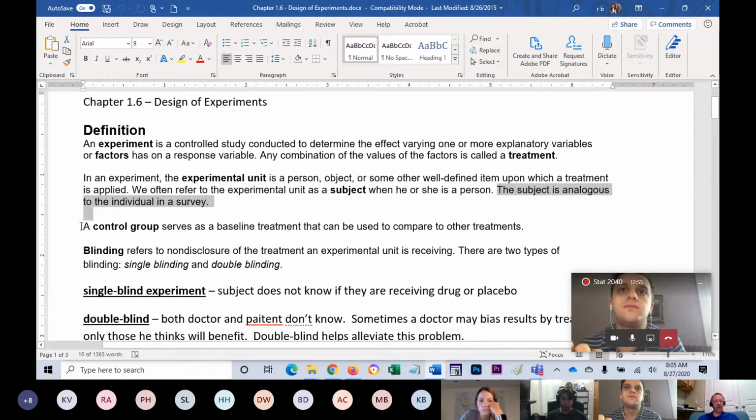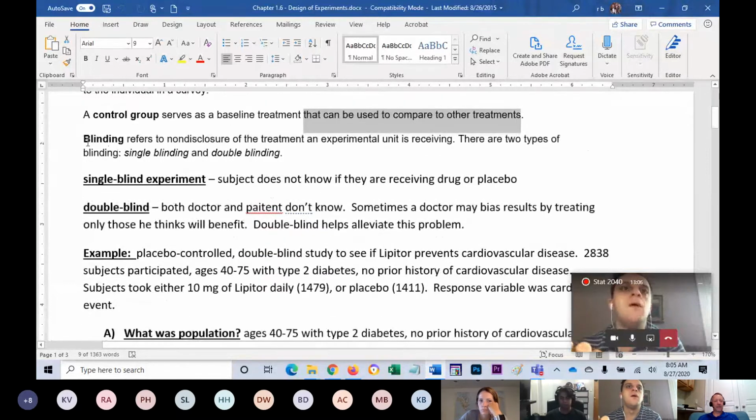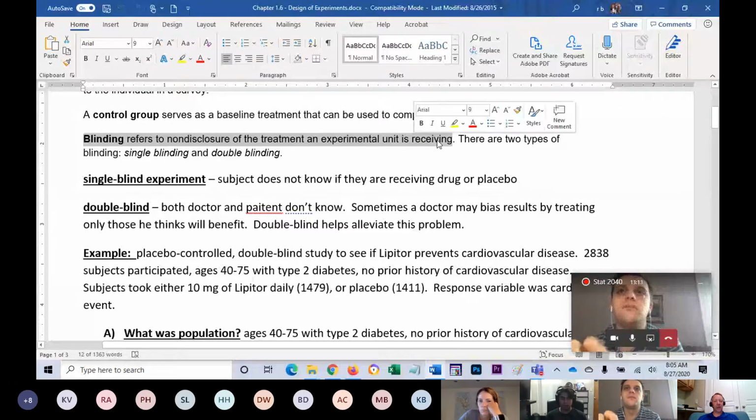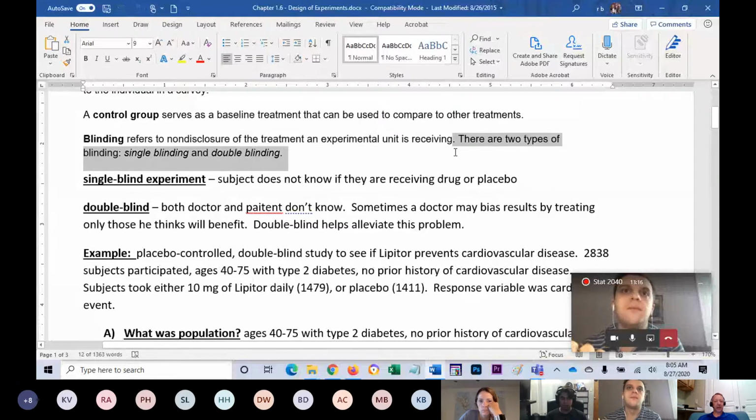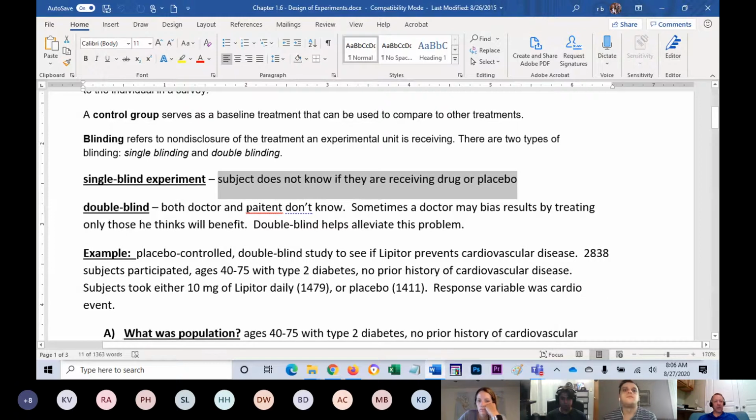Another term we need to know is a control group, which serves as a baseline treatment that can be used to compare other treatments. We're going to talk about blinding. Blinding refers to non-disclosure of treatment in an experimental unit. There are two types of blinding, single blinding and double blinding. In single blinding, the subject does not know if they are receiving a drug or placebo. With double blind, both the doctor and the patient don't know.